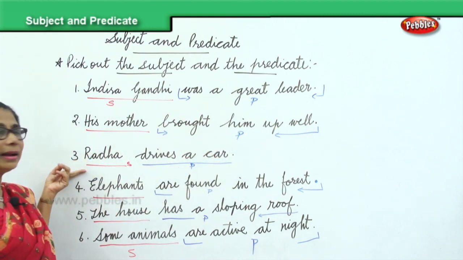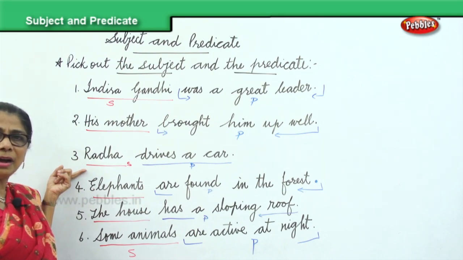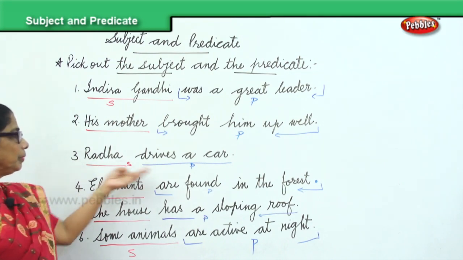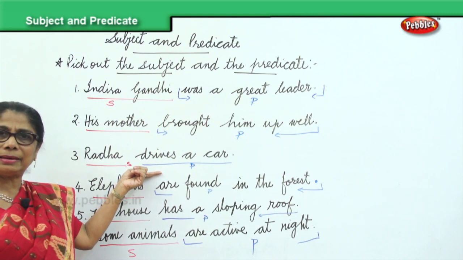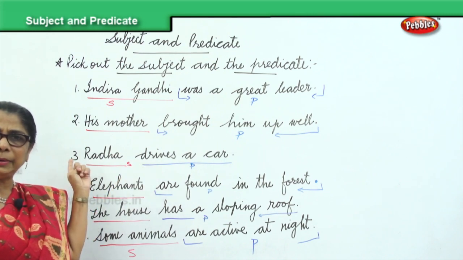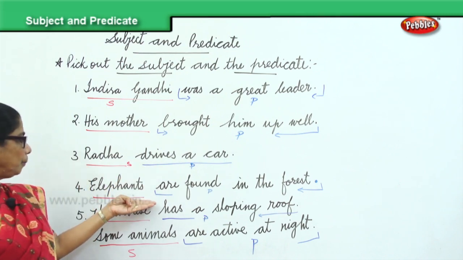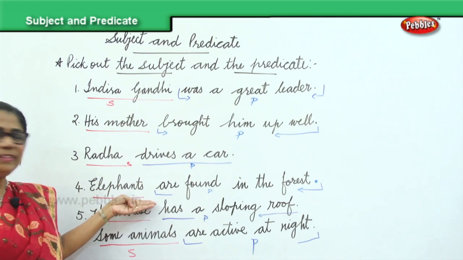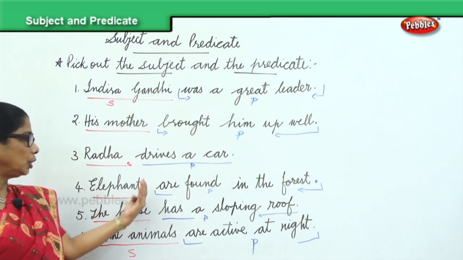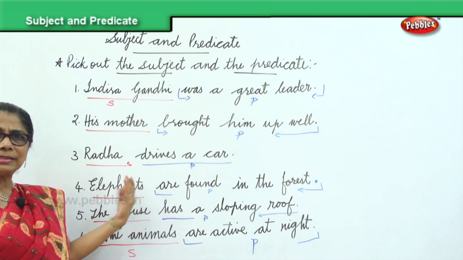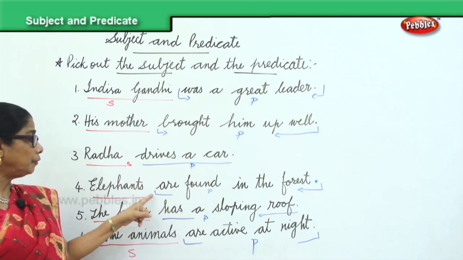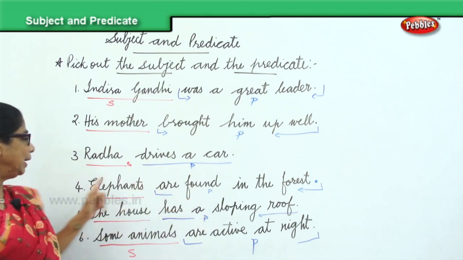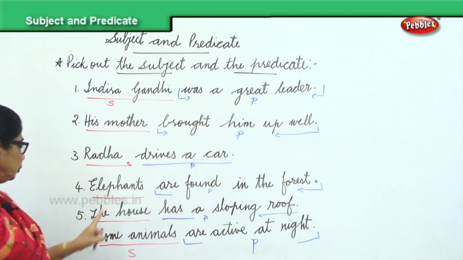Third one we have, Radha drives a car. Radha is the subject, drives a car is the predicate. Begins with a capital letter, ends with a full stop. The fourth sentence, elephants are found in the forest. We're talking about the elephants, that's the subject, are found in the forest is the predicate. Begins with a capital letter, ends with a full stop.